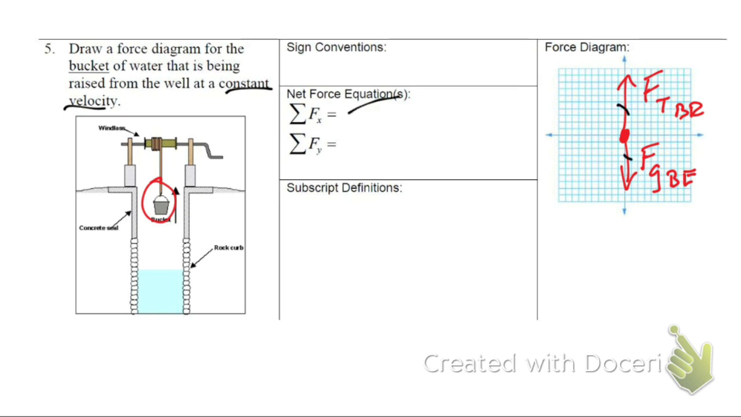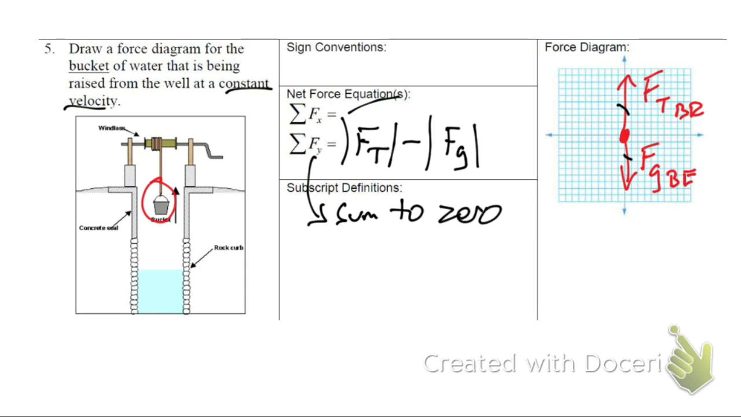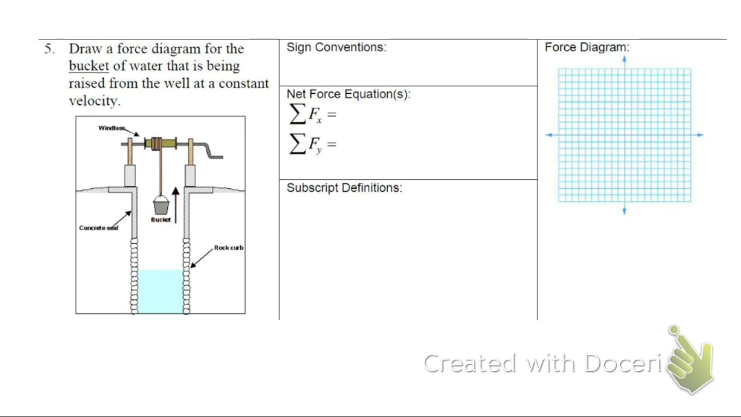So again, nothing in the x here. We'll have the force of tension being the positive force minus the force of gravity being the downward force. And those two are going to be equal. And this is actually going to sum to 0 because the acceleration is equal to 0. Please, please, please remember that. It's like the first rule in physics. Remember, forces cause accelerations. They cause a change in velocity, okay?